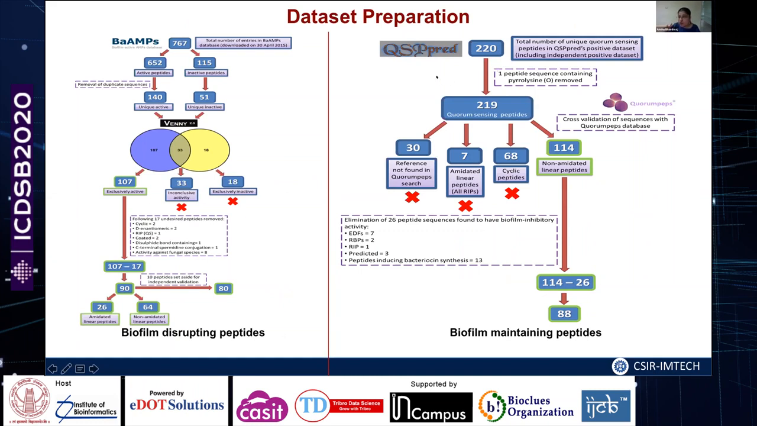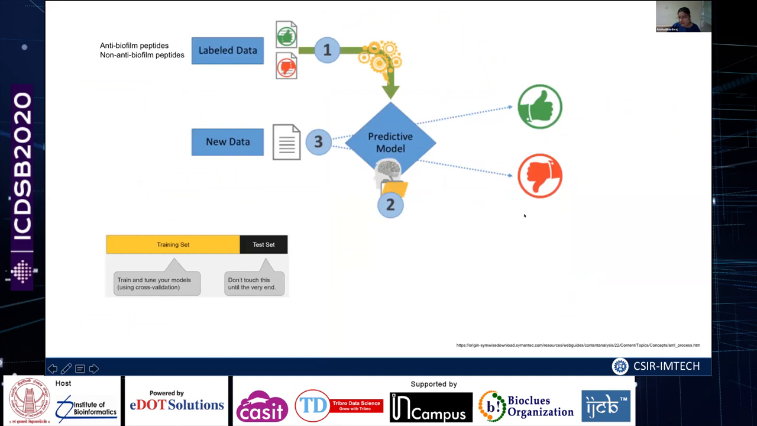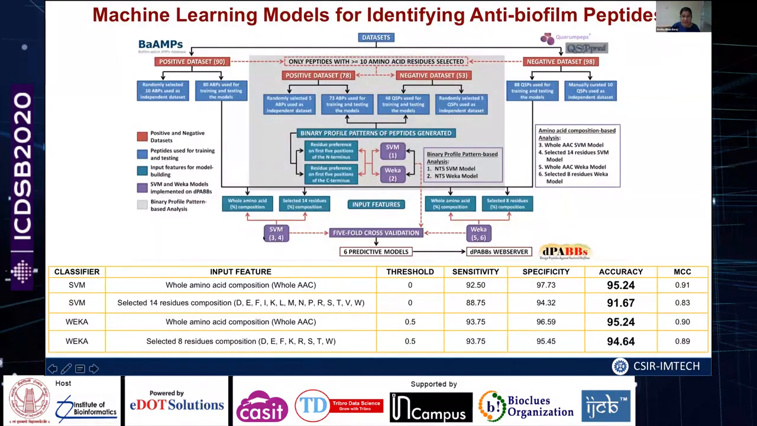So this is a very unusual way. Normally you would take biofilm active versus inactive peptides. We didn't do that. We took peptides which were maintaining the biofilm versus peptides which were disrupting the biofilm as the negative and positive data sets. If you go to the paper, you can read more about it. And then, as the previous professors have told you, you submit labeled data to a machine learning model, give it new data, and see if it is able to classify your unlabeled data correctly. So in this case, we generated both SVM and Weka based models on feature selection. Professor Ranganathan has already told you about that.